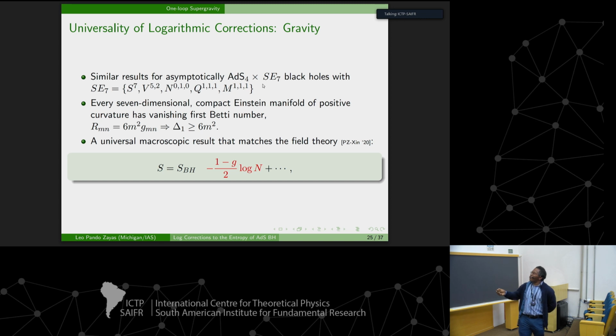Similarly for all these Sasaki-Einstein, there's a theorem that the first Betti number has to vanish, so this result clarifies the entropy for all the quivers that I showed you at the intermediate step.